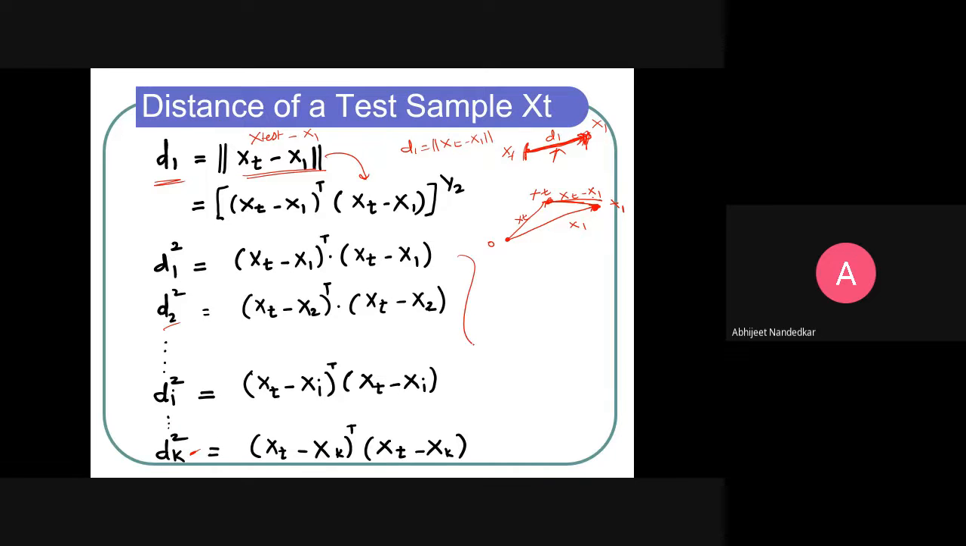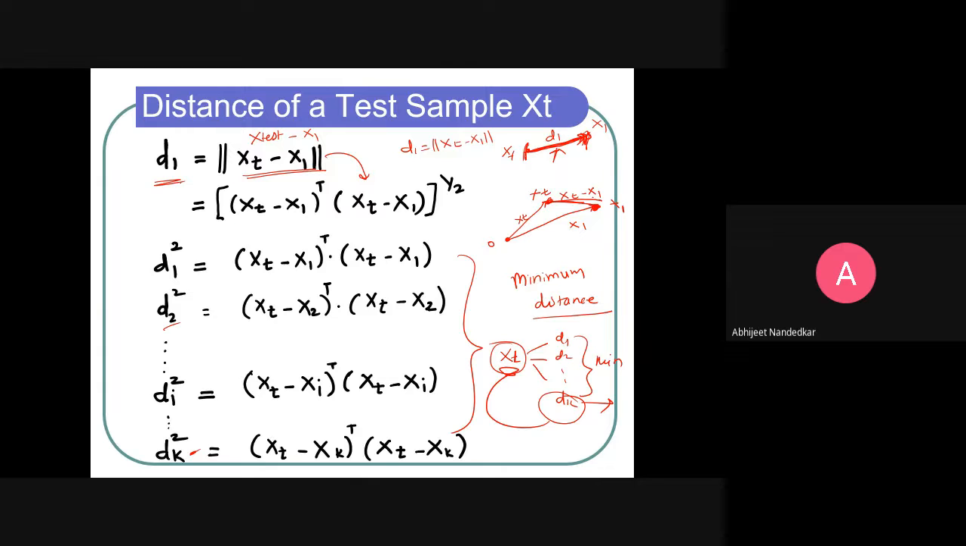Now what is our principle here? Go with the minimum distance. Go with the class which has the minimum distance with the given x test. So for x test, you have measured d1, d2 up to dk. Whichever is minimum, choose that label. Suppose this is minimum, choose that label for the given x test. That is a simple thing.